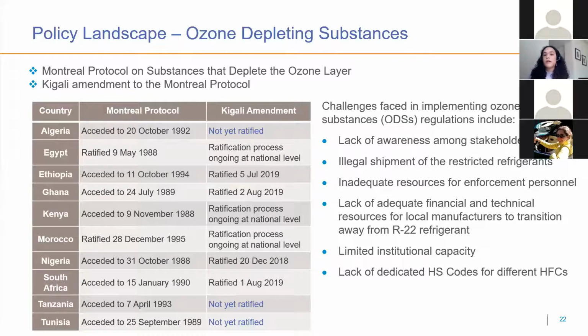The HS codes are the internationally used codes for tracking imports and exports of different products, including refrigerants. And while R22 has a dedicated HS code, there aren't individual HS codes for R410A or R32 yet. So this makes it difficult to really track the refrigerants that are coming into the country and recognize these overarching trends. This situation will hopefully be resolved soon with revisions to the HS codes.